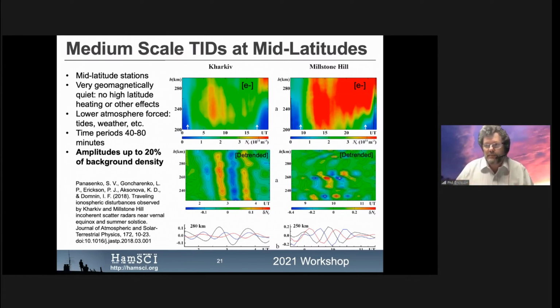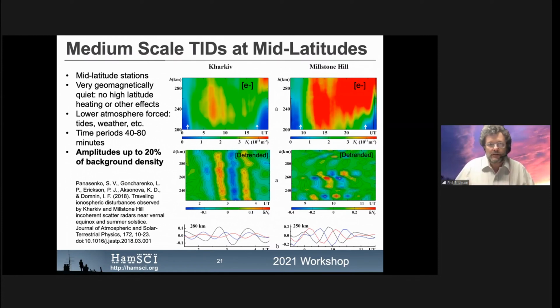Nothing was happening geomagnetically here. This was quiet. There was no high latitude forcing. This is basically lower atmosphere forced. It occurs almost every day at some level. And this is time periods of 40 to 80 minutes. But the important thing is amplitudes up to 20% of the background density.